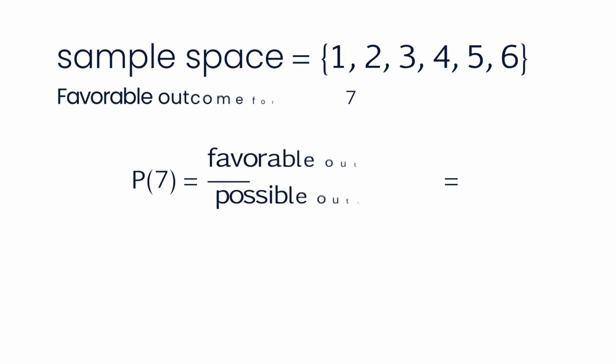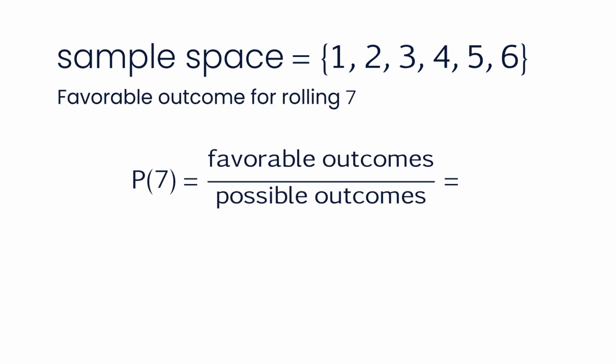Now, imagine you need to roll a 7 to win a round of a dice game. In that case, there would be 0 favorable outcomes because there is no 7 in the sample space. The sample space still only has 1 through 6 as possible outcomes. This makes rolling a 7 a deterministic event, which means that you already know the outcome prior to the event. The probability of rolling a 7 equals 0 divided by 6, which is 0. Sadly, you can't win. It's not possible to get a 7.